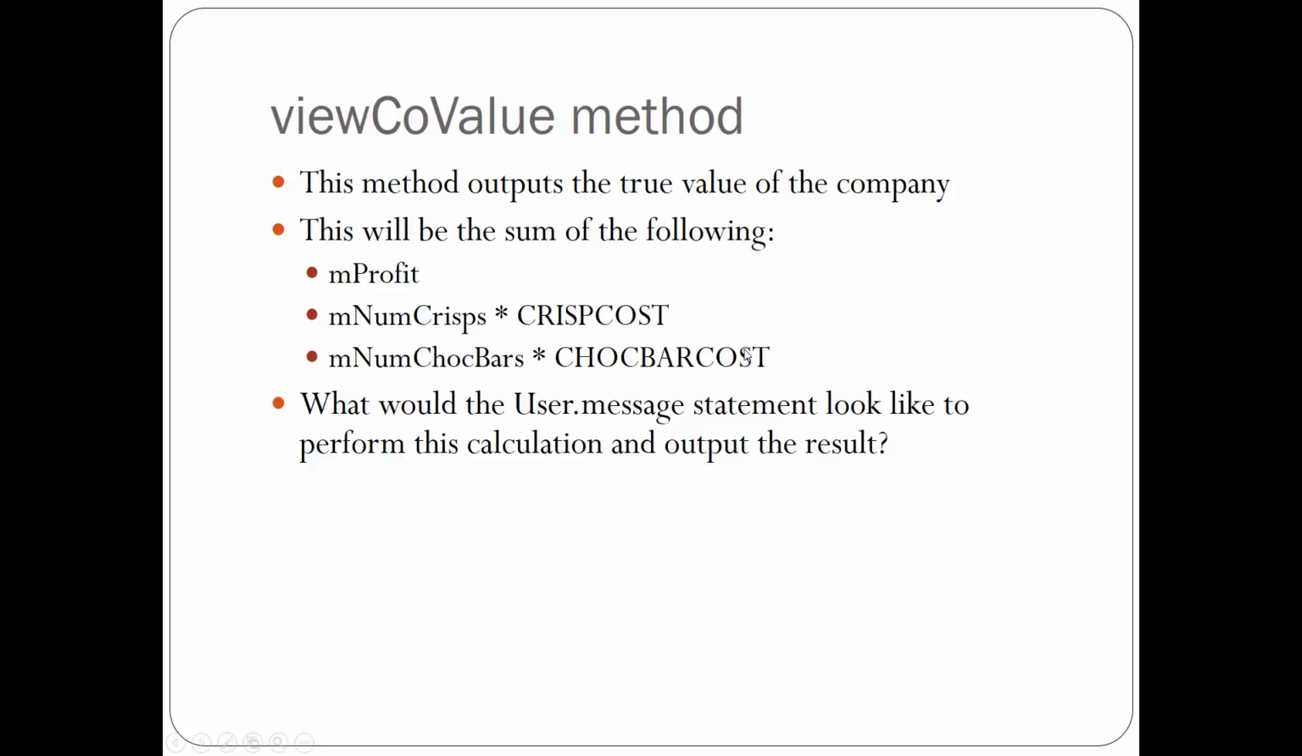So what we'd have to do is perform those three calculations, and again, you can pause the video and have a look at this and have a go at it. What would the user.message statement look like to perform that calculation and output the result?